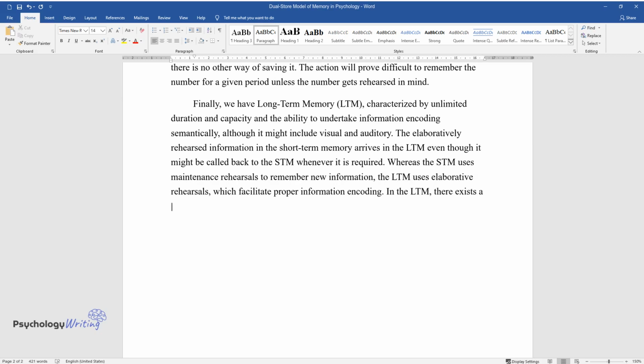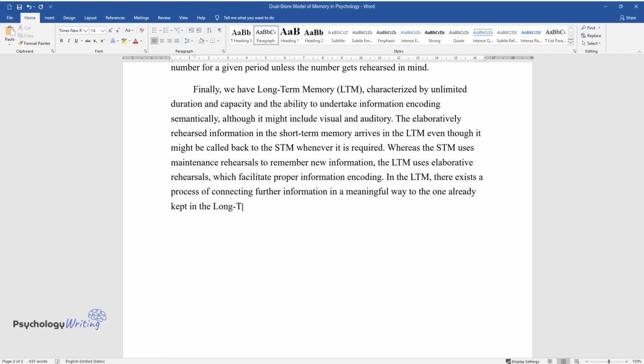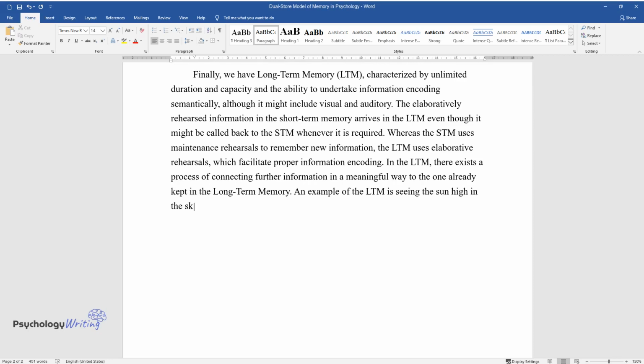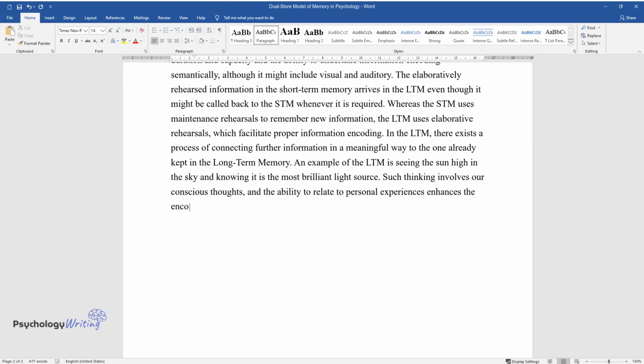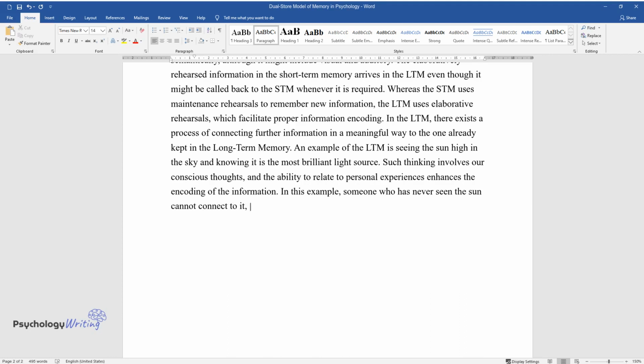In the LTM, there exists a process of connecting further information in a meaningful way to the one already kept in the long-term memory. An example of the LTM is seeing the sun high in the sky and knowing it is the most brilliant light source. Such thinking involves our conscious thoughts, and the ability to relate to personal experiences enhances the encoding of the information. In this example, someone who has never seen the sun cannot connect to it, and the memory will not be long-term since it lacks relatability.